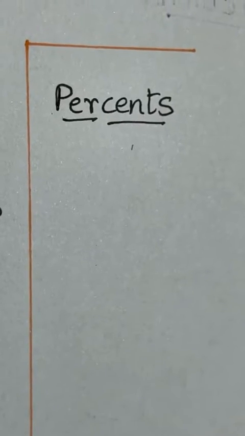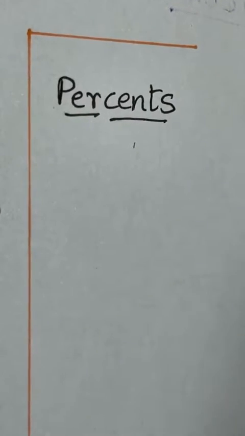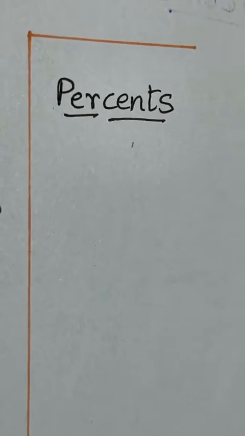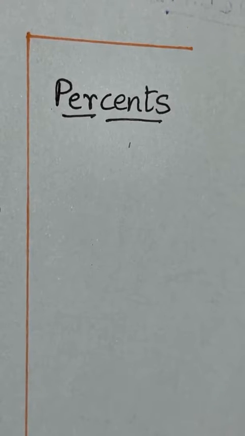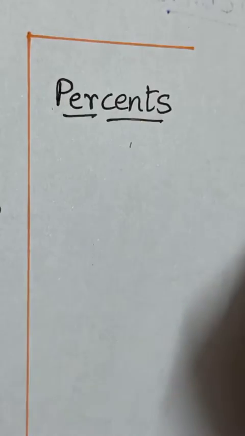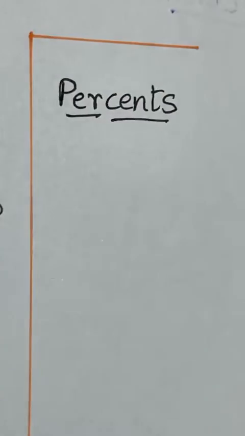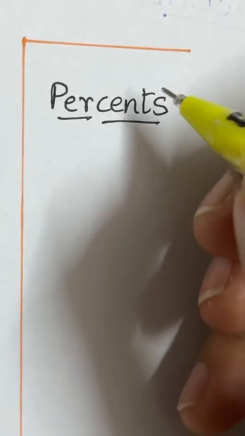Hi everyone. In this live session, we are going to learn two ways to do percents. What are the two ways you can do percents easily? Percent basically is one part out of 100. That's what it means. Per is for each and cent means it's 100.